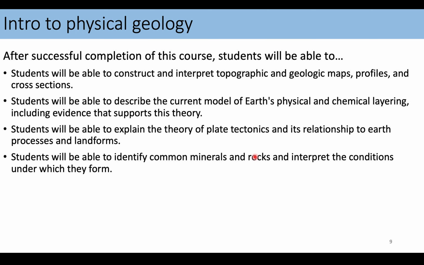So in this class, what are you going to learn? These are the outcomes defined by the Saddleback course selection, but we will be learning much more than just these 4 bullet points here. But they are, after successful completion of this course, you'll be able to construct and interpret topographic maps and geologic maps, profiles and cross-sections, as well as describe the current model of the Earth, both its physical and chemical layering, and explain the theory of plate tectonics, my favorite topic, and its relation to Earth's processes and landforms. You'll also be able to identify common rocks and minerals, and then interpret how and where they form.